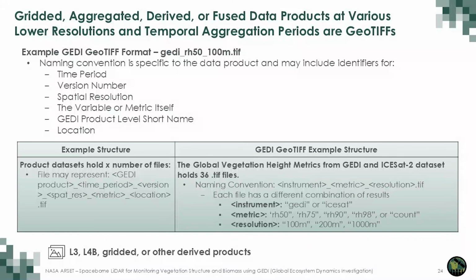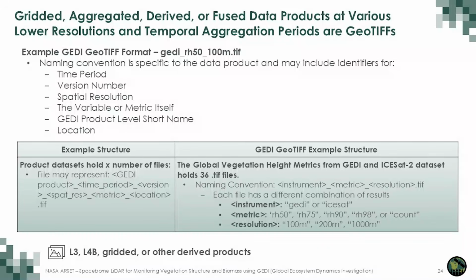So all the other data products are provided in a more familiar GeoTIFF format. This includes the Level 3, Level 4B, and all the other gridded or derived products. These, however, may have predetermined quality filters and be at lower resolution, but could be more accessible and applicable to larger scale studies.